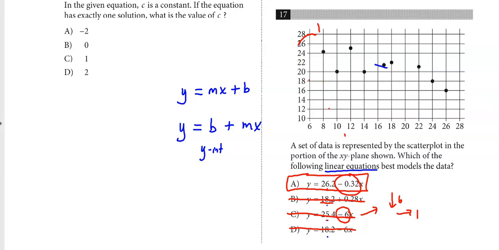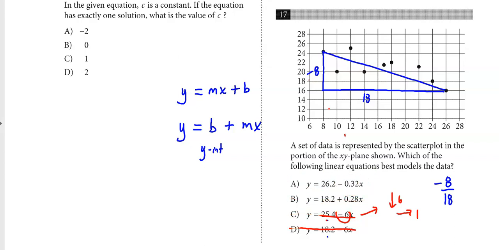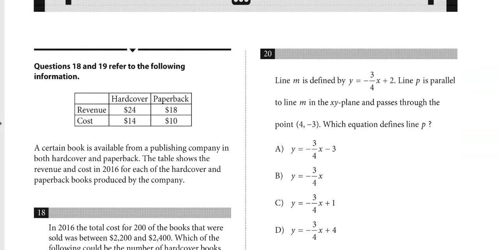Another way would be to pick a couple points. If you pick 2 points that you think look like a decent best fit line, I could have just found that slope. It looks like we're dropping 8. And we run from 8 to 26, that's 18. So a slope of -8 over 18, well, that's going to be a negative number smaller than 1. And if I look through here, there's only one slope that's a negative number that's less than 1. So again, I got it down to A. So you have to be able to analyze slope and intercept.